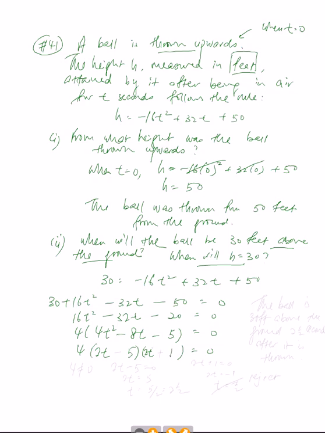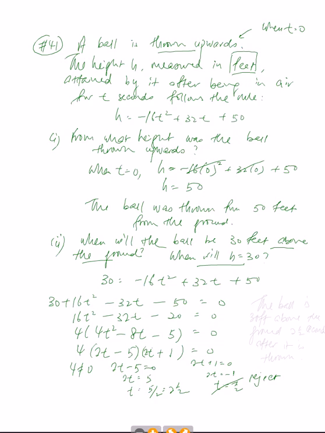So I have 2t and 2t, and I have 5 and 1. So this is a minus 10 and a positive 2. Okay, so what you have is 4 cannot be 0, but 2t minus 5 tells me 2t is 5, which means t is 5 over 2, or 2.5. 2t plus 1 equals 0 tells me 2t is minus 1, which means t is negative 1/2. Okay, that's nonsense because time cannot be negative.